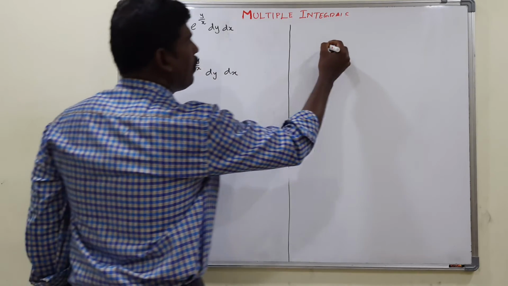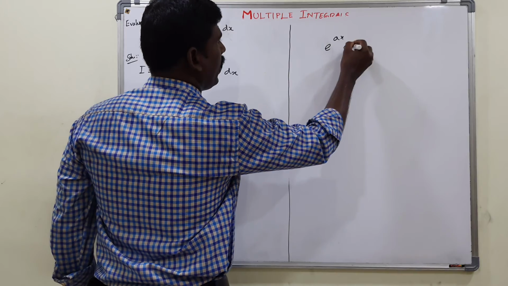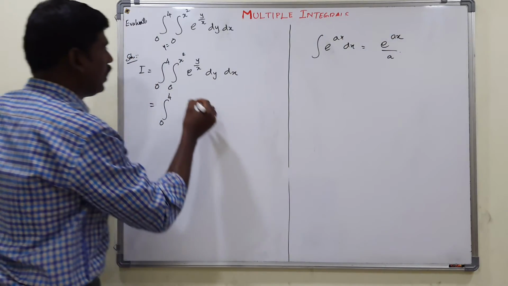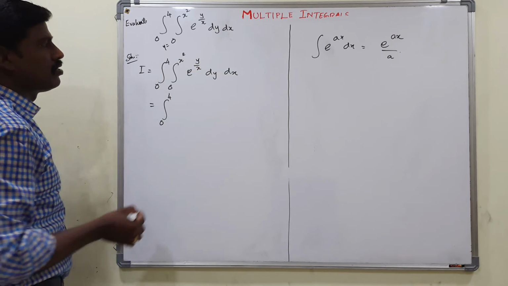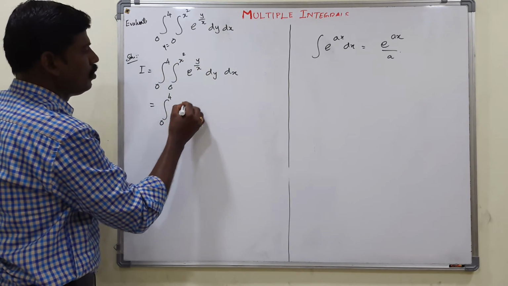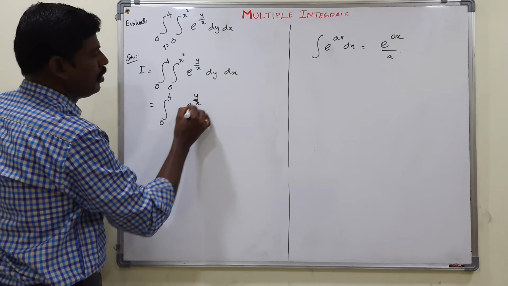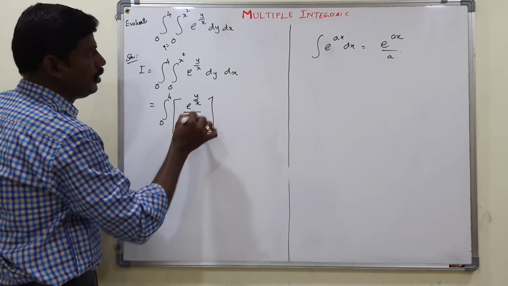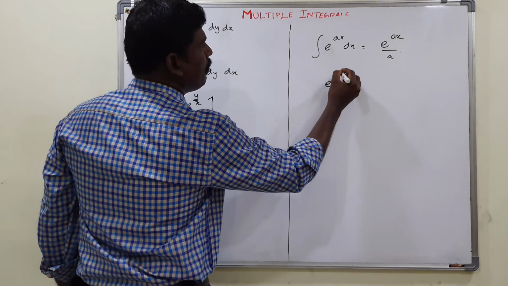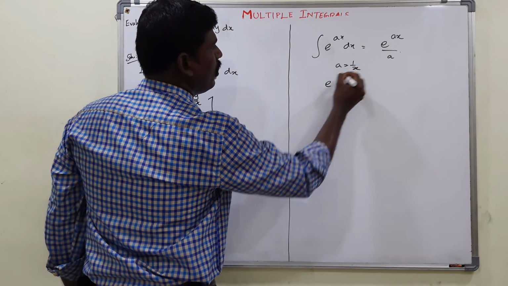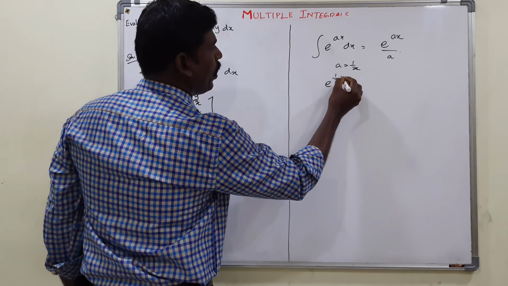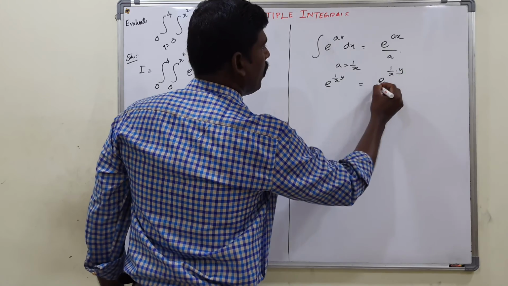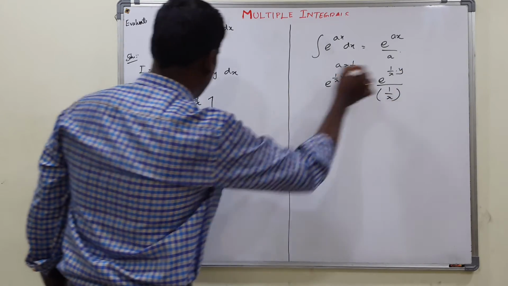So e power ax, what is the integral value of e power ax? E power ax by a. Same like that, here you have to treat 1 by x as constant. So 1 by x into y. So e power y by x by 1 by x, isn't it? Here a is equal to 1 by x, so substitute here: e power 1 by x into y, that is e power y by x. That is equal to e power 1 by x into y by 1 by x. That's why I write it here.